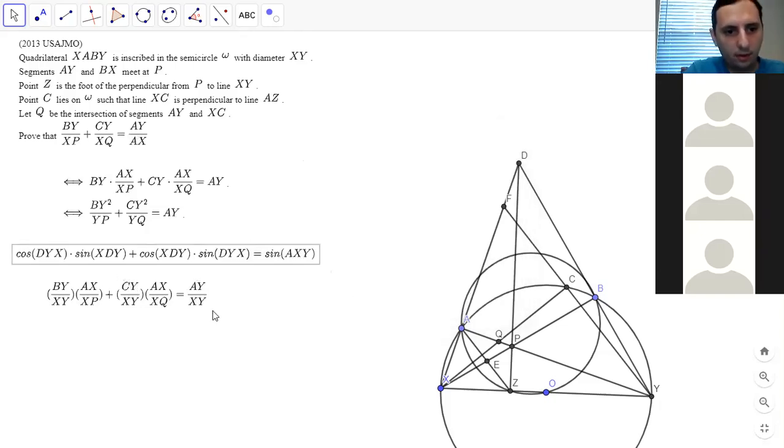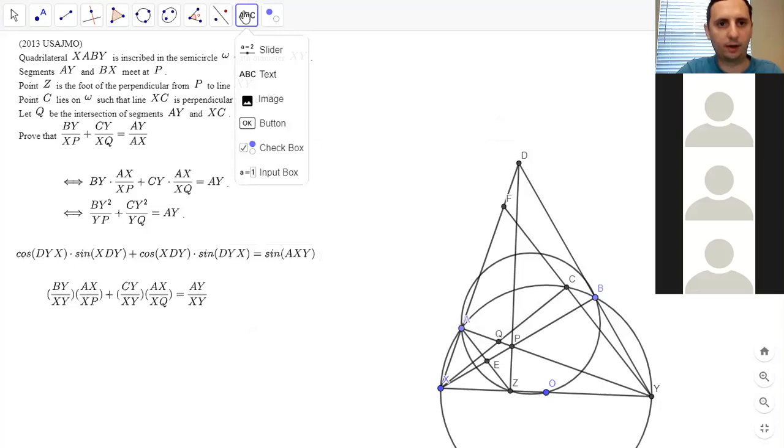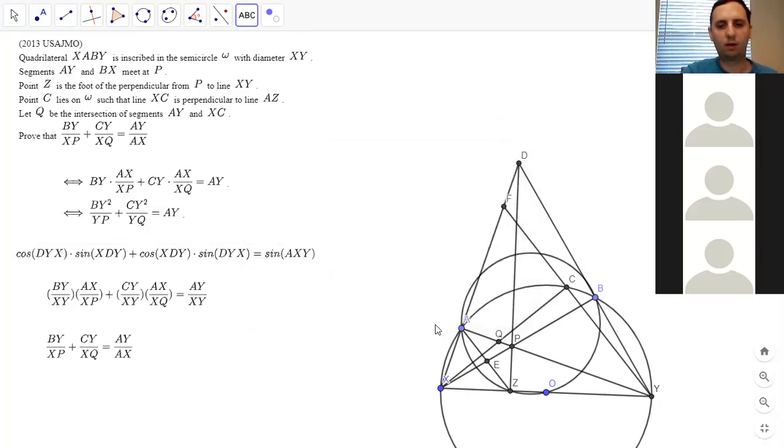Okay, so cy over xq. Oh, so these should, yeah, that solves the problem. So I'm just going to write out a couple more steps. So where did we use that? Somewhere we use that P and Q are isogonal, right? So we have a bunch of similar triangles that we used when we did this.